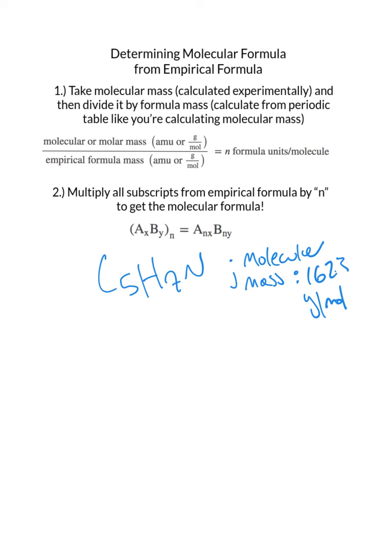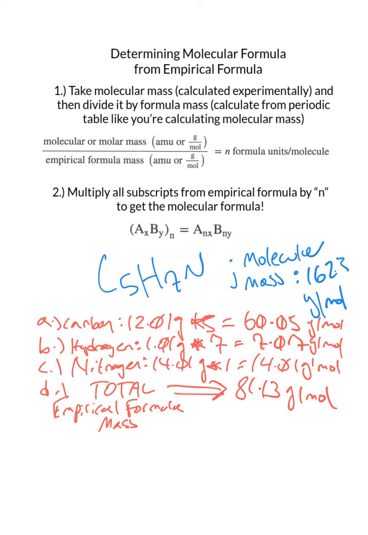This is what that looks like. Using the AMUs from the periodic table, I have calculated the empirical formula mass here. All that I've done is what we've done in previous videos. The amount of carbons in the empirical formula is 5, so I multiplied that by the AMU to get 60.05. Hydrogen, there's 7, so multiply the AMU times 7, and then there's just 1 nitrogen. So you add them all up, and you get an empirical formula mass for C5H7N of 81.13 grams per mole.